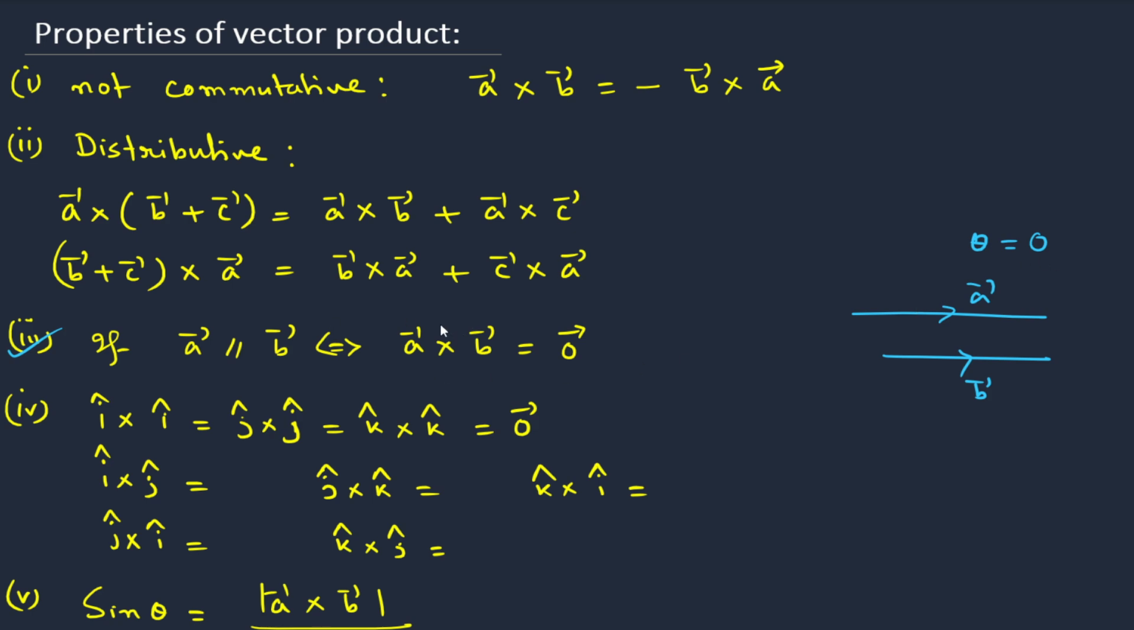So in cross product what will come? Modulus A bar, modulus B bar, sin theta. In place of theta, if you put 0 or 180 degrees, it will become 0. So for parallel vectors, the cross product is 0. For perpendicularity, the dot product is 0. But if they are parallel, then the cross product is 0.